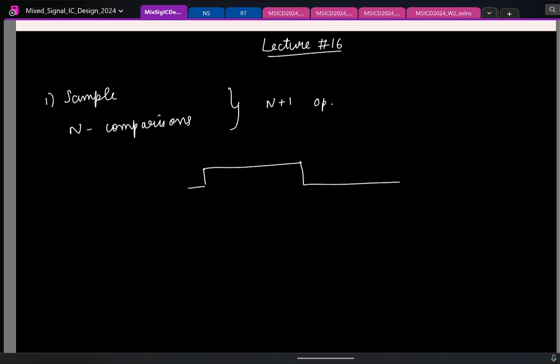So okay, let's list down the operations we have to do in a SAR. First we sample the input. And how many times do I do the comparison? N times. So a total of how many operations will I have to do here? A total of roughly n plus 1 operations. And remember, all these n plus 1 operations must get over within the clock period of Ts.